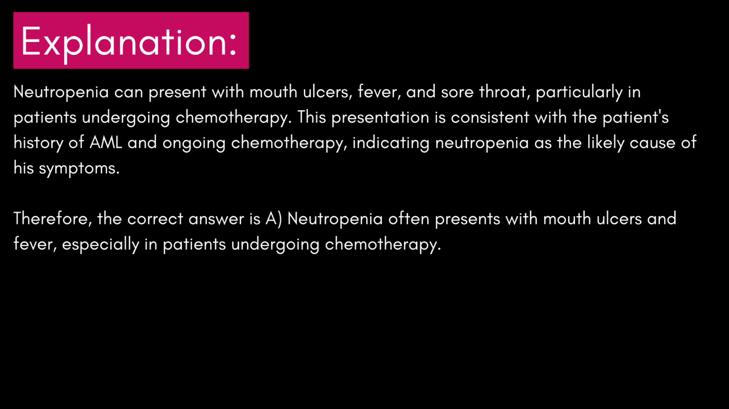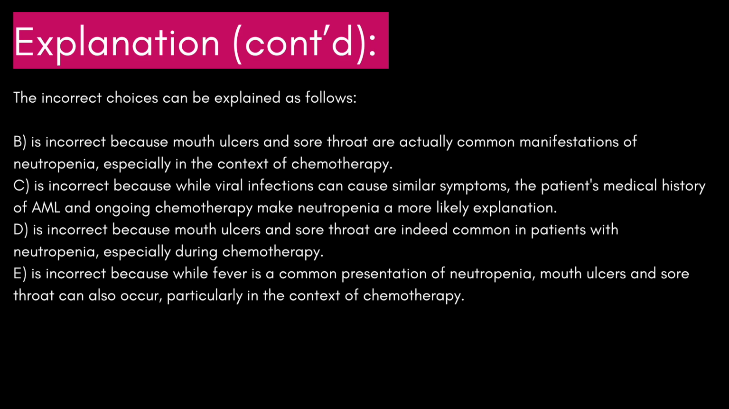All right, let's go ahead and see why the other answer choices are incorrect. The incorrect choices can be explained as follows. B is incorrect because mouth ulcers and sore throat are actually common manifestations of neutropenia, especially in the context of chemotherapy. C is incorrect because while viral infections can cause similar symptoms, the patient's medical history of AML and ongoing chemotherapy make neutropenia a more likely explanation.